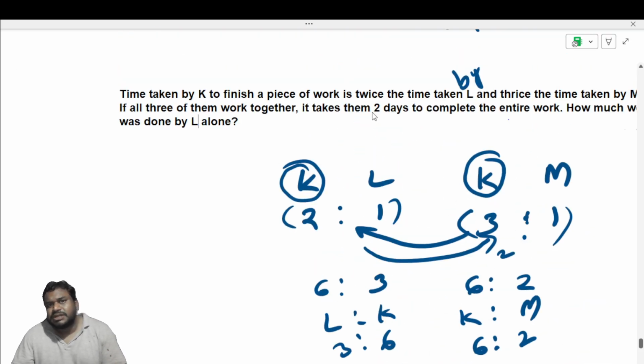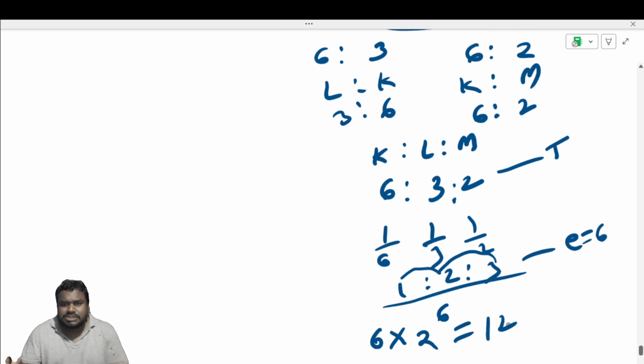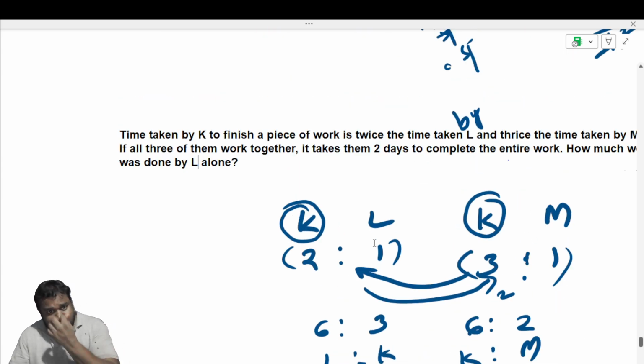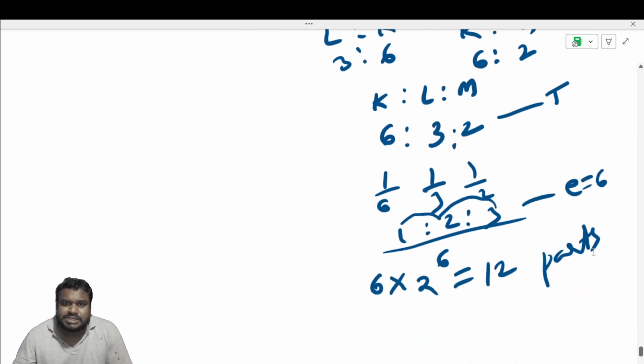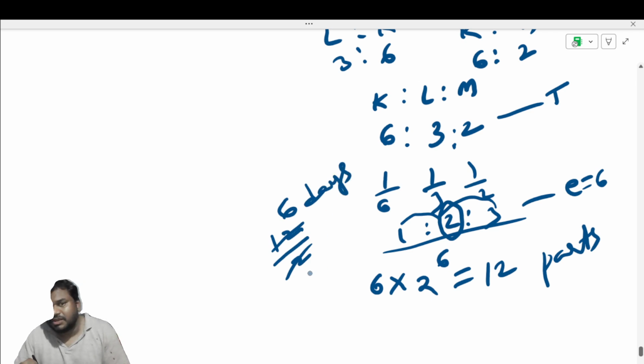But how much time are they taking to complete the work? It is 2 days. So 6 into 2 is 12. So 12 is the number of parts of work to be done. Out of this 12, how much work was done by L alone was asked. L's efficiency is 2. So if efficiency is 2, then total parts divided by 2 will be 6. So for 6 days, L will be working, if he is working alone.